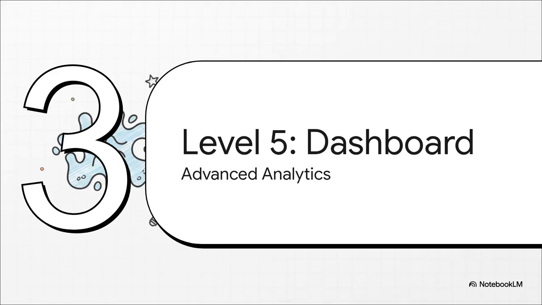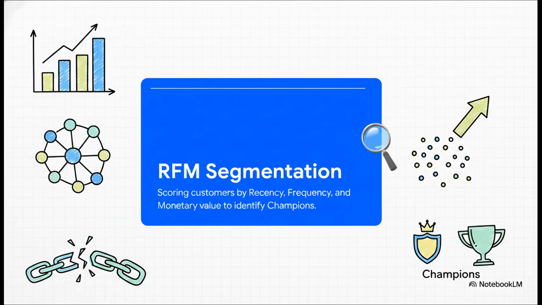Finally, level 5, the ultimate dashboard. Advanced analytics. Understanding this specific concept is huge. It allows us to transition from merely tracking past sales to strategically targeting our buyer segments, RFM. That stands for recency, frequency, and monetary value. By using formulas to score every single customer in the Superstore database on these 3 pillars, you can tell your sales team exactly who your champions are and precisely which high-value customers are at risk of churning.